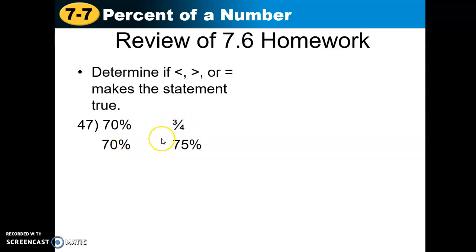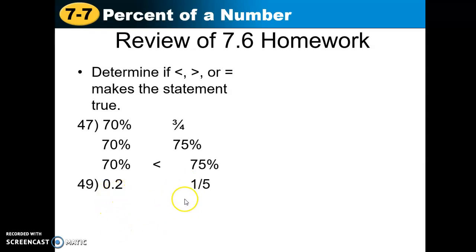Okay, so when we get that changed over to a percent, we know it's 75%. So now we can compare the two. 70% is less than 75%. Okay, so some of you guys had greater than, some of you had equal. So I'm not quite sure exactly what was happening there, but just make sure you're understanding that and correct it in your homework, okay?